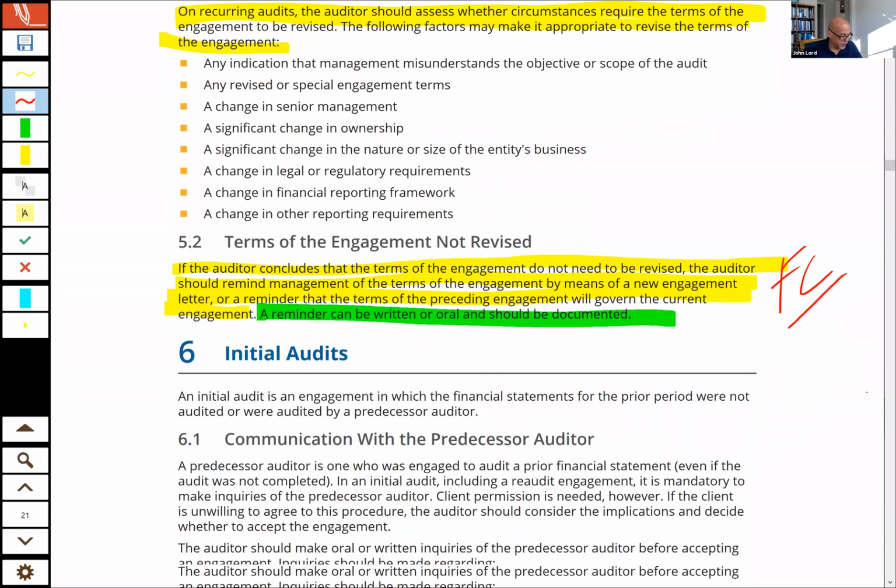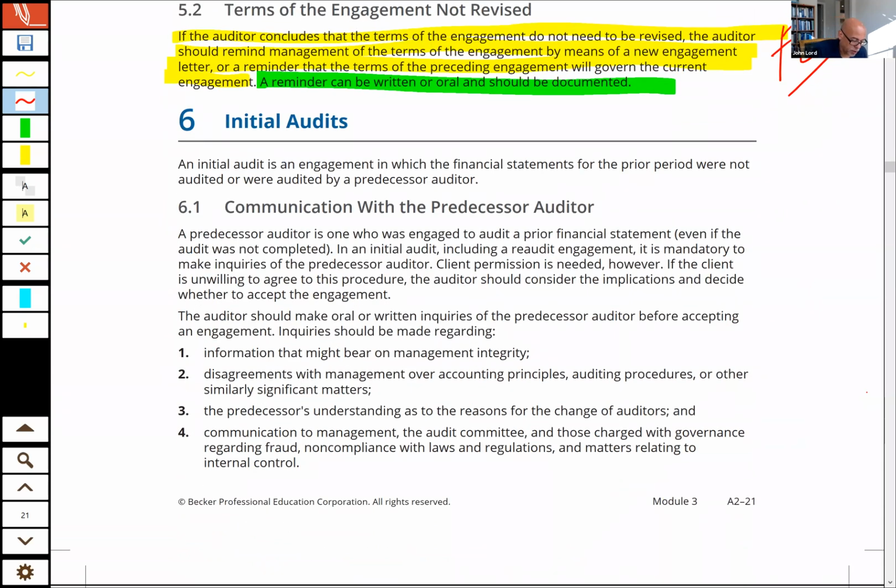Okay, good. Now, if you have an initial audit, meaning that you haven't audited that client previously, or the statements were not audited by a predecessor auditor, you're going to have to go through certain steps. Now, if there was a predecessor auditor, then you have to have communication with the predecessor. Now, what is the predecessor? You audited last year's statements. I audit this year's statements. You're the predecessor auditor. I would be the successor auditor in that little example.